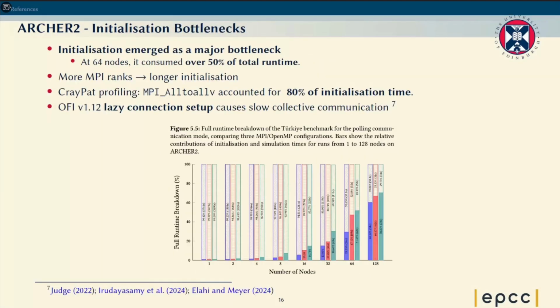But through my investigations, I found that initialization was actually a key bottleneck for SeisSol, where at 64 nodes, 50% of the runtime was now initialization. And I found that the greater the number of MPI ranks used, the longer the initialization would take, indicating something to do with MPI. I found through Cray profiling that for collective communication, specifically all-to-all-v, there's an issue with its implementation in the current default communication layer on ARCHER2. And this was also consistent with previous work, who also found it in other applications.